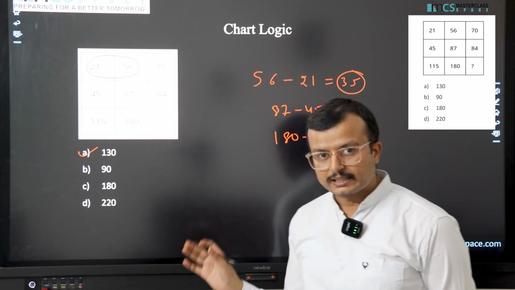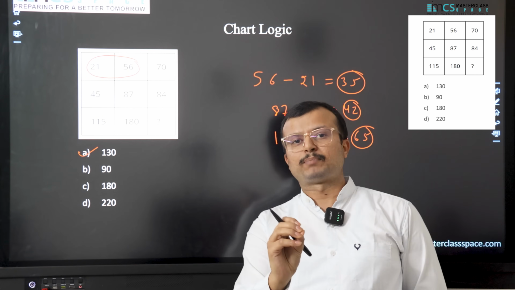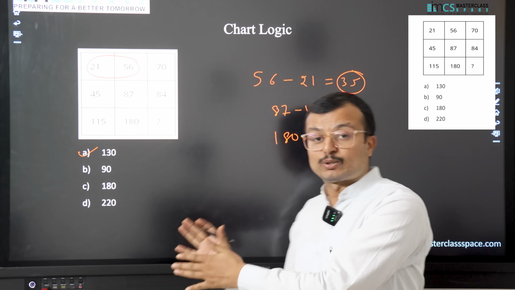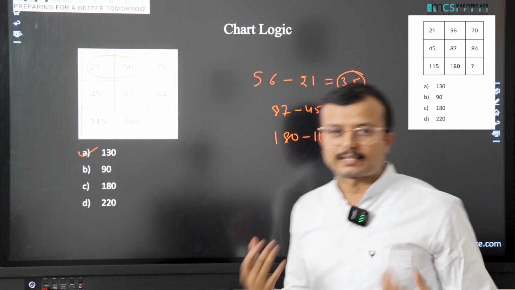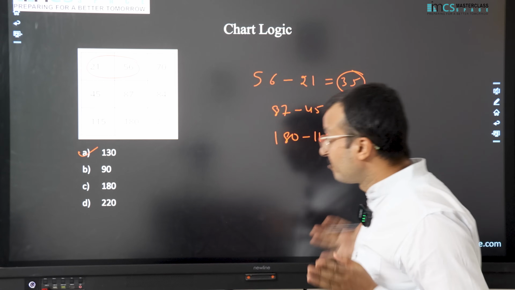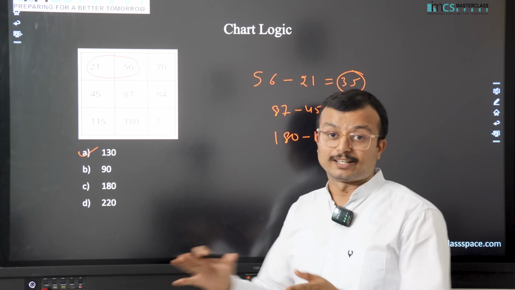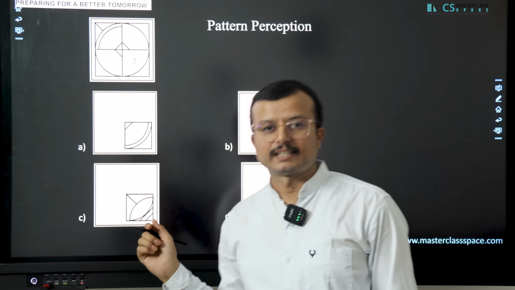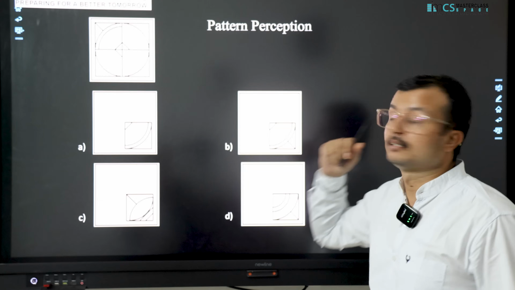So you see, the logic is there, but it is not as simple as you think, that just by seeing the question you can find the logic. No, you have to practice, you have to think in various directions and then find the logic. Okay, so another topic which is included in BITSAT logical reasoning is pattern perception.